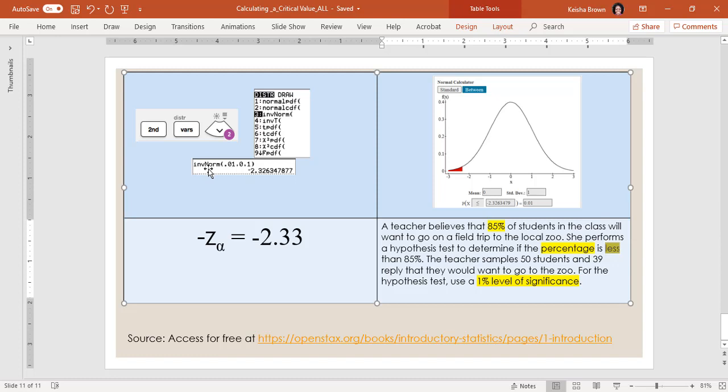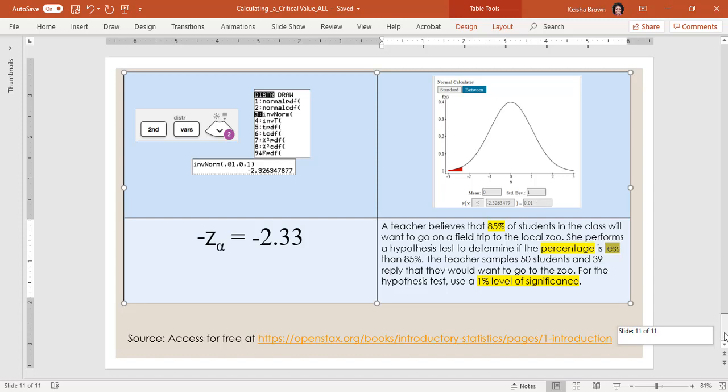In inverse norm, you plug in your area on the left, that's alpha, 1%, and your mean is 0, your standard deviation is 1. So your critical value, negative 2.33. If you're a StatCrunch person, mean is 0, standard deviation is 1, your inequality sign is less than or equal to, and you plug in alpha into the very last box.